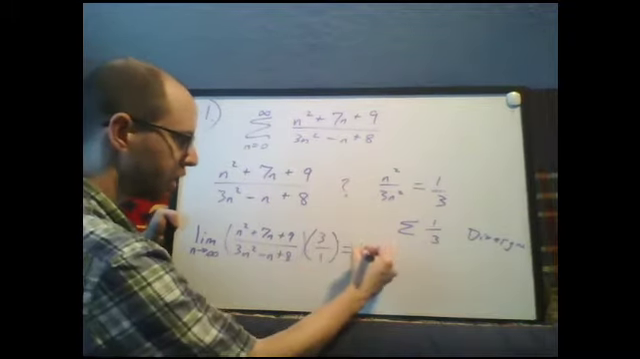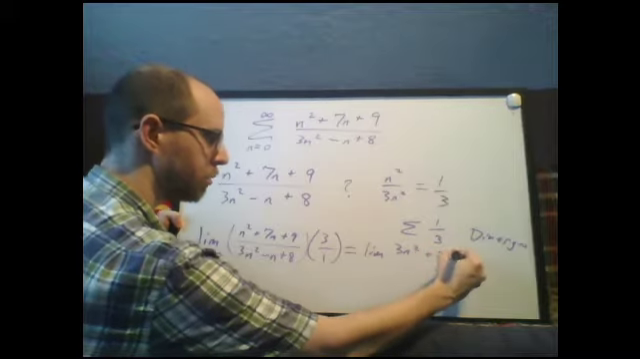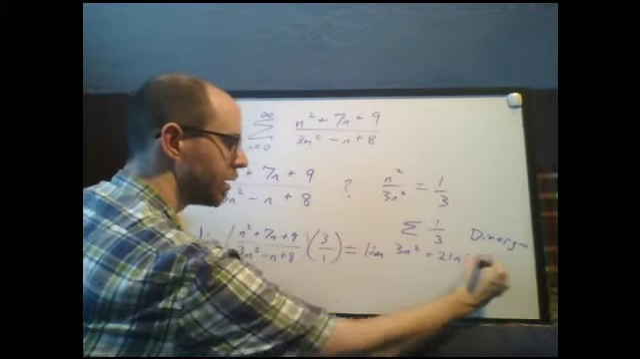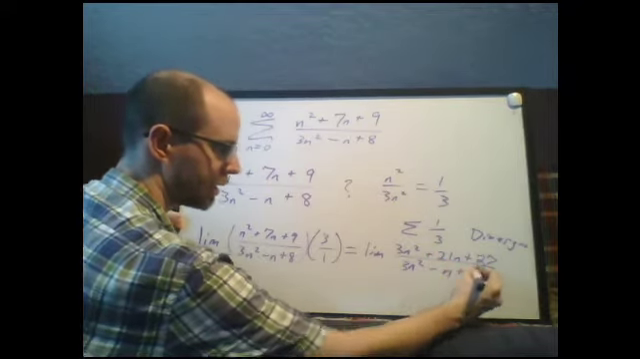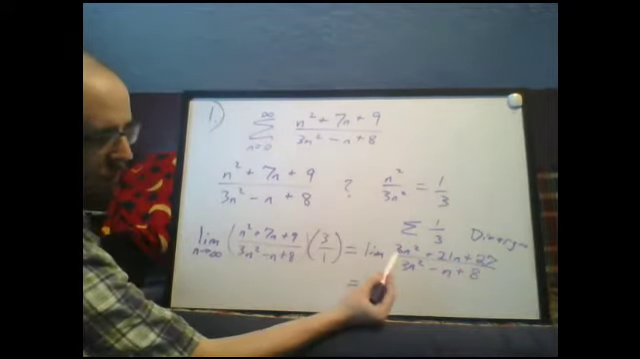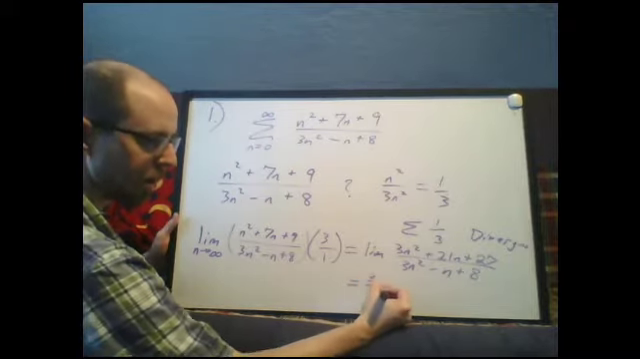And so that's going to be the limit of (3n squared plus 21n plus 27) over (3n squared minus n plus 8). That limit's going to be 3 over 3, because n squared over n squared. So 3 over 3, which is 1.